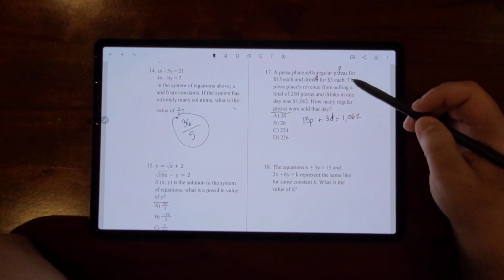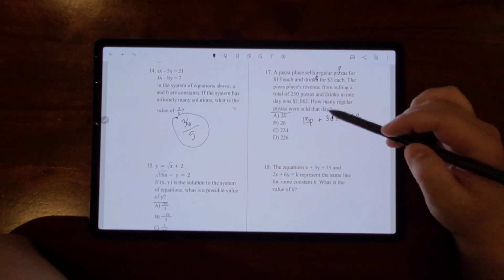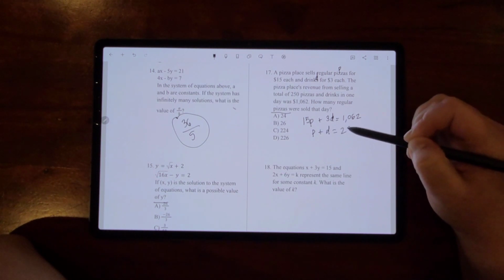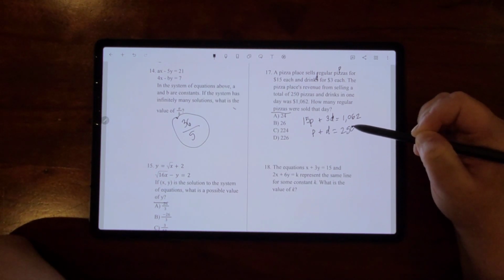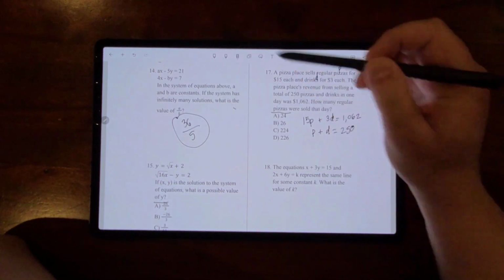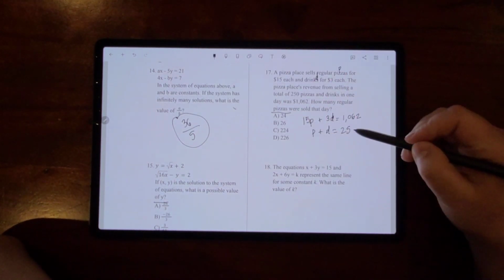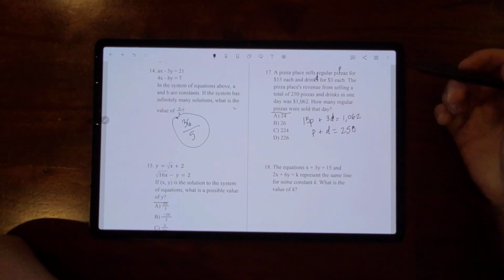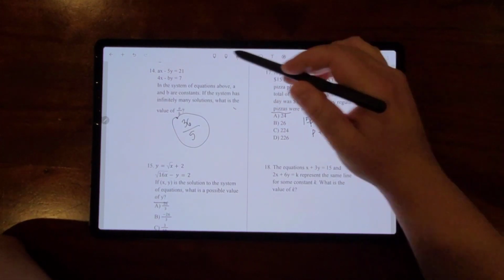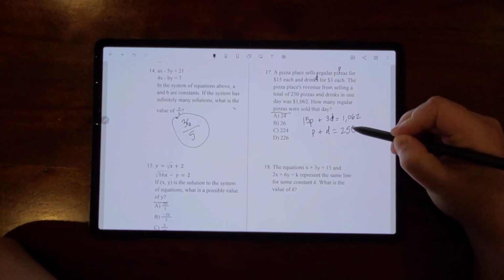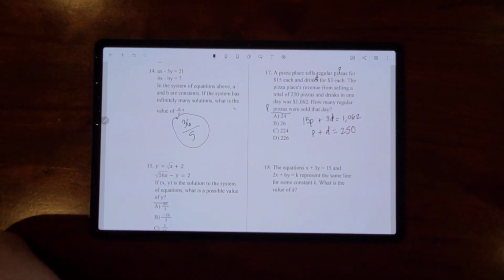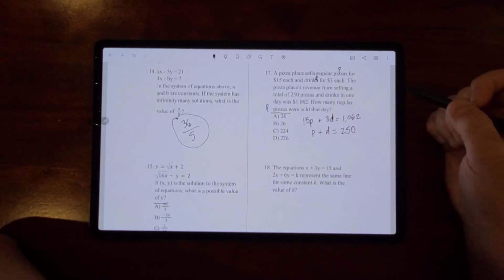Now, I know there's a total of 250 pizzas and drinks, meaning the number of pizzas P plus the number of drinks D equals 250. I have this equation right here. Now remember, I'm trying to solve for P. I want to find P, the number of regular pizzas.